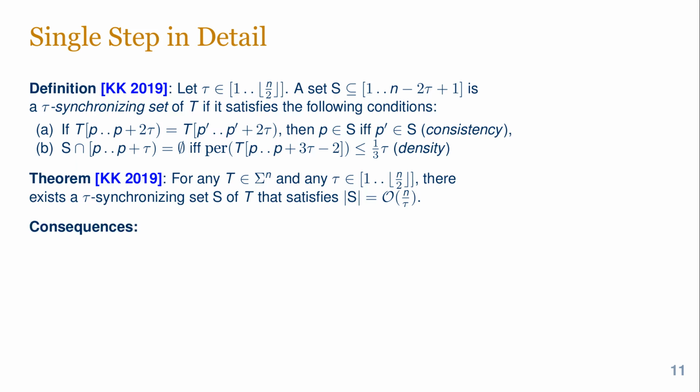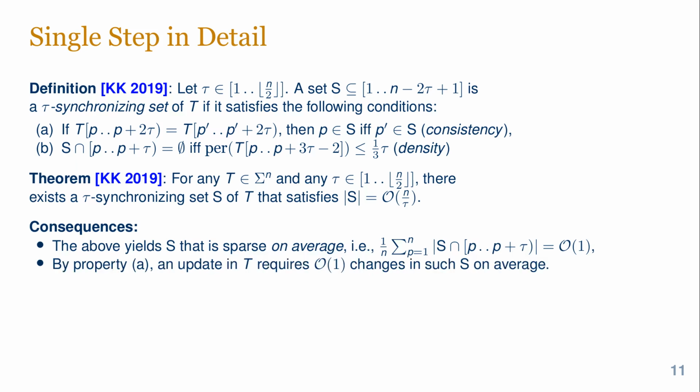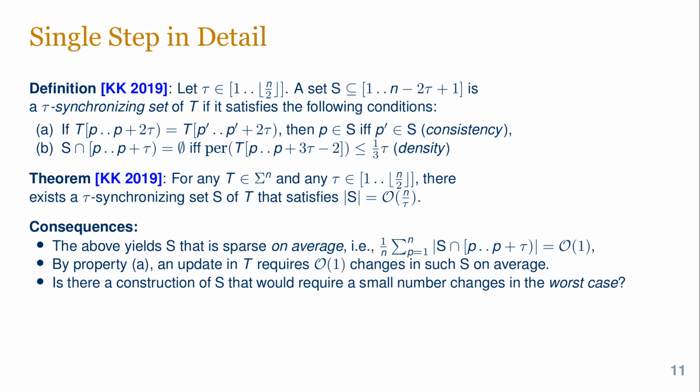The immediate consequence of this result is that we can construct set S that is sparse on average, since immediately from the bound on its size, it follows that the average number of positions in a length tau block is O of 1. Therefore, since by the consistency condition whether or not a position is in S depends only on the local context of length 2 tau, we obtain that an update in t causes O of 1 changes in S on average. The average bound is not, however, enough to obtain efficient worst-case updates.